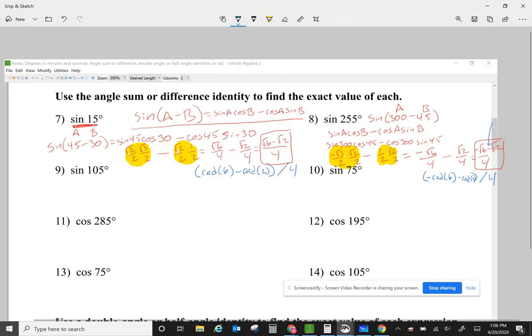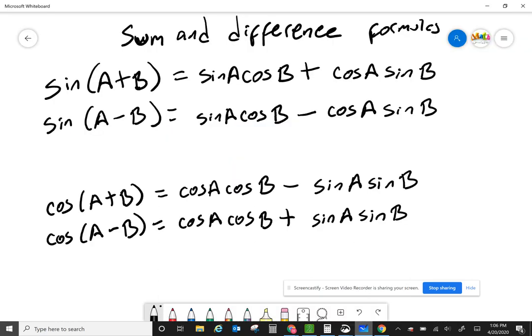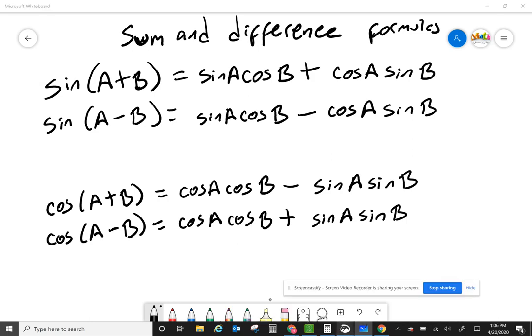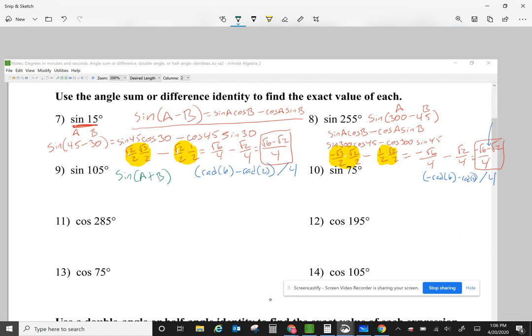Let me change this to green. I'm going to practice the addition part. A plus B. So I'm going to think of two numbers that I add this time. I gave you guys the formula. I'm looking at sine of A plus B. So when I write it here, I'm just going to say that sine of A plus B is equal to sine of A times cosine of B plus cosine of A times sine of B.